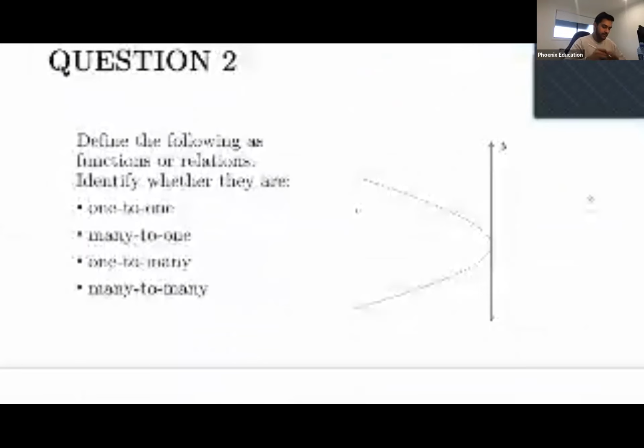Okay, let's have a look at this one. So have a think about which option this one might be.